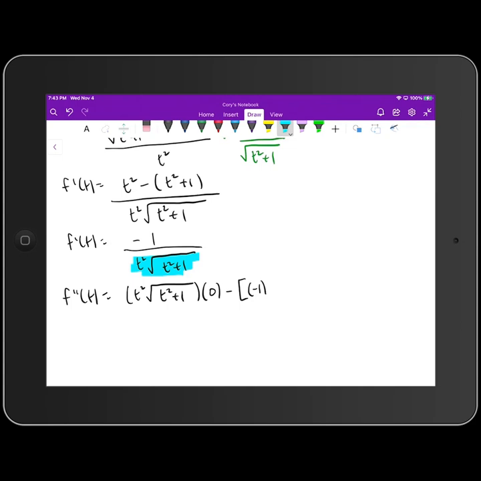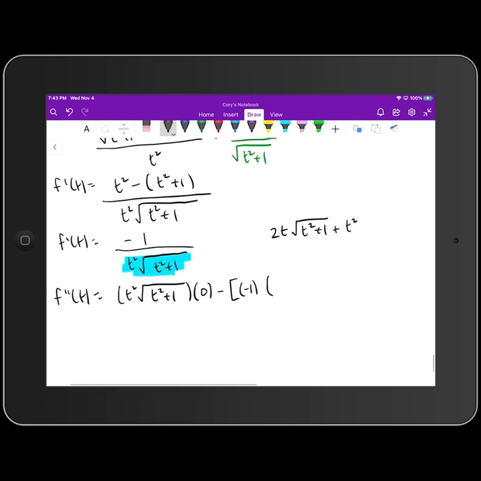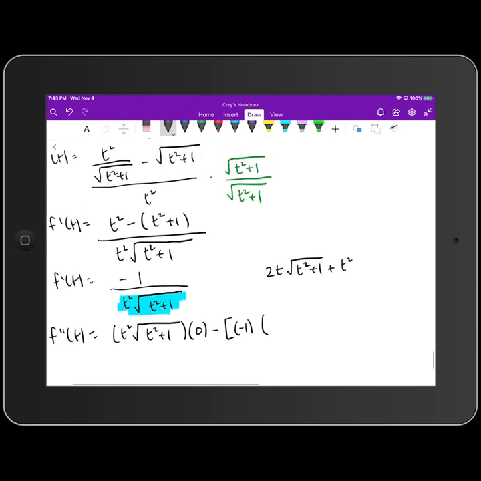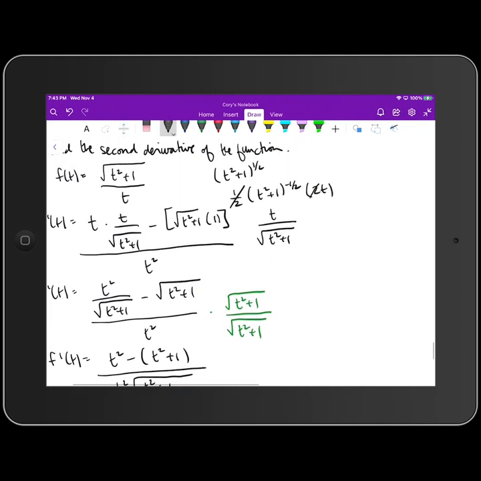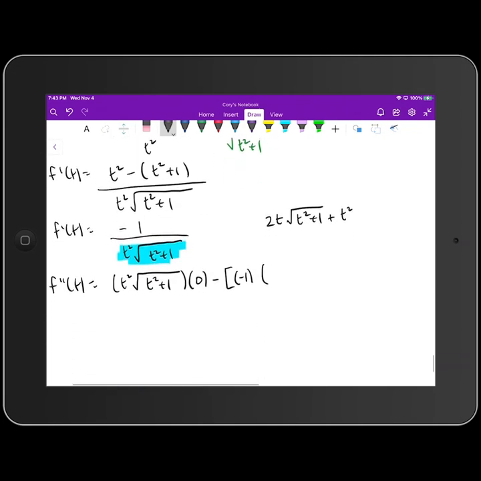So when I take the derivative of the bottom, that is going to be the derivative of the first function, which is 2t, times the second function, rad t squared plus 1, plus the first function, t squared, times the derivative of the second function. Now, we already did the derivative of the second function, rad t squared plus 1, up here, and we found that to be t over rad t squared plus 1.